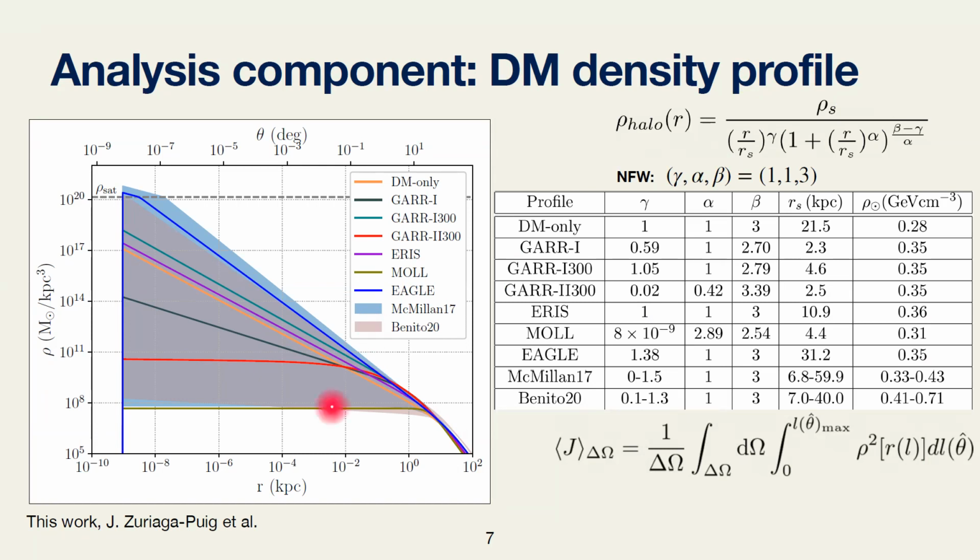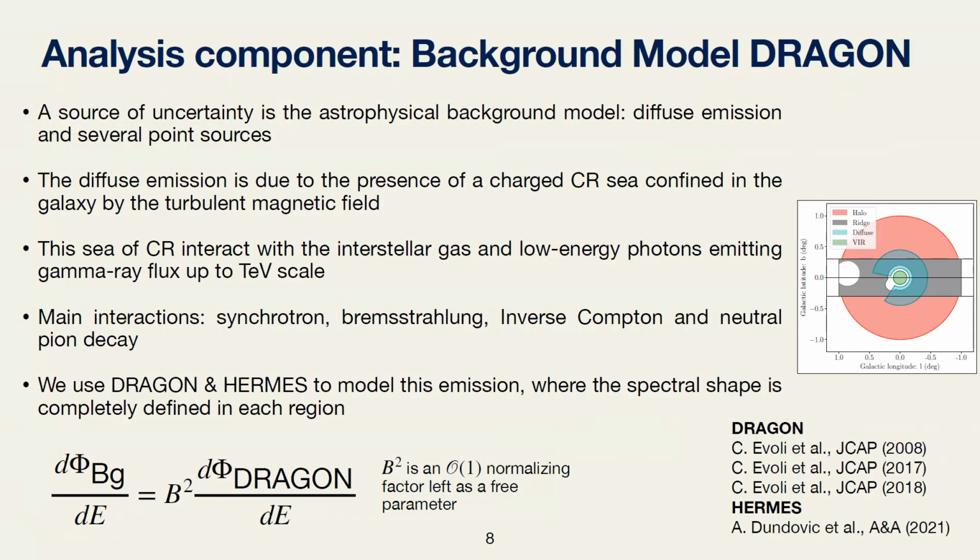The main idea is to use these Navarro-Frenk-White generalized profiles, which have different parameters. The most important one in our case is this gamma parameter, which is the slope in the inner regions, this slope right here. And the second most important part of this analysis is, of course, the background model.